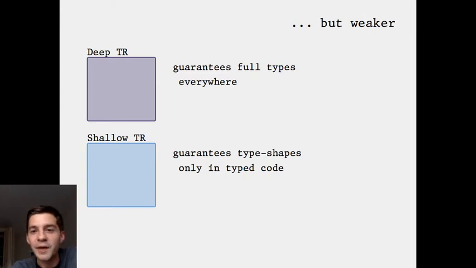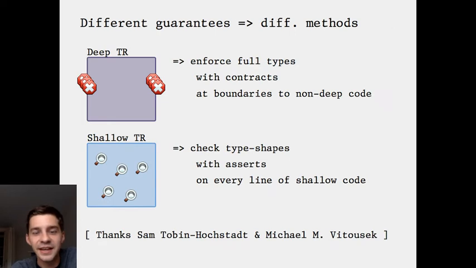So from these two promises, we can implement shallow and deep using two different ideas. And thank you to Sam Tobin-Hochstadt and Michael Batusik for the two semantics that are really under the hood here. Sam's natural semantics for deep, and Michael's transient semantics for shallow. So here's a sketch of those two semantics.